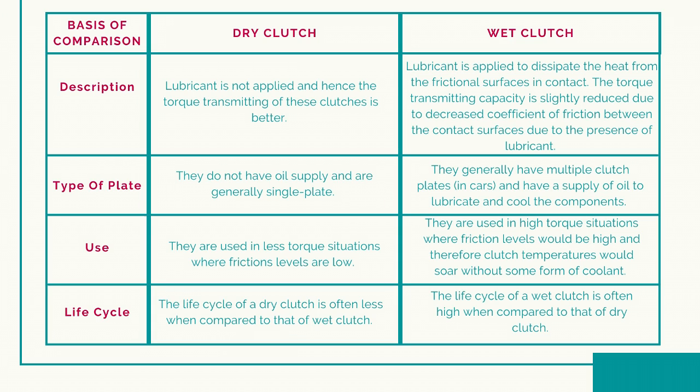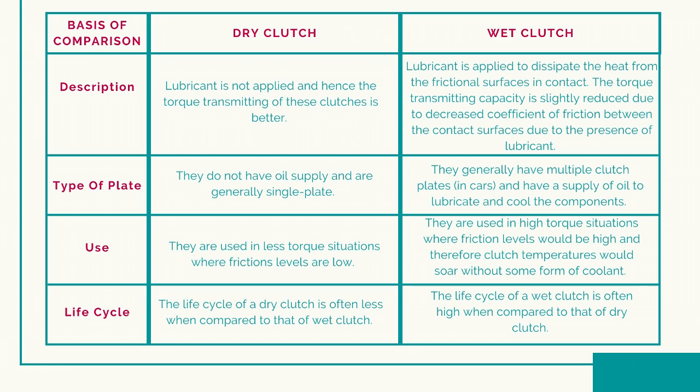Dry clutches do not have an oil supply and are generally single plate. Wet clutches generally have multiple clutch plates and have a supply of oil to lubricate and cool the components. So a dry clutch is used in low torque situations where friction levels are low. Wet clutches are used in high torque situations where friction levels will be high and therefore clutch temperature will soar without some form of coolant.